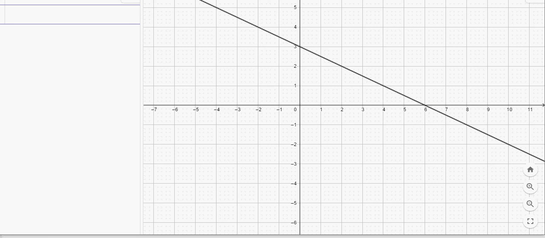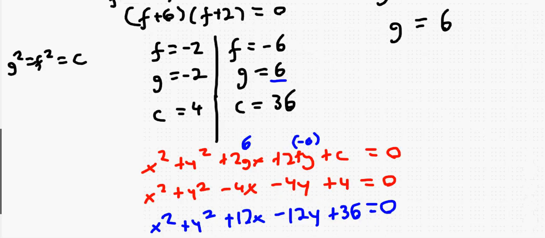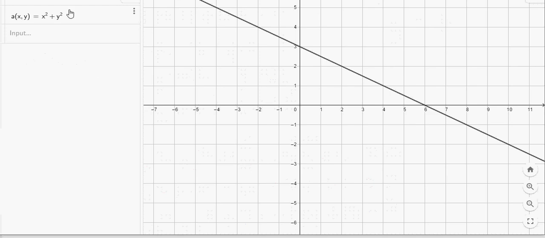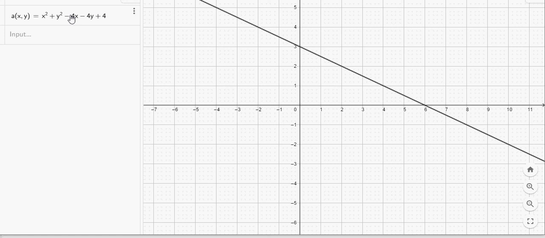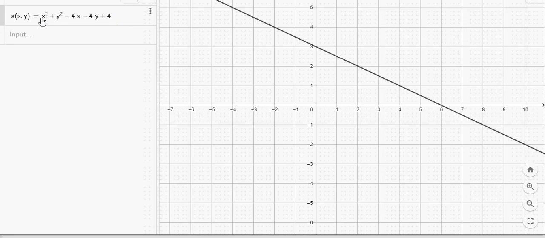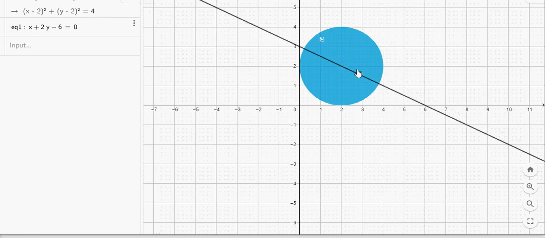Next thing I'm going to do is draw that one we just had. So it's x squared plus y squared minus 4x minus 4y plus 4 equals 0. Now I'm hoping that when I draw this, it appears on the line. I typed it in, and equals 0 at the end. There it is. A circle whose center is on our line and touches the axis twice. Very certain I got that one right.